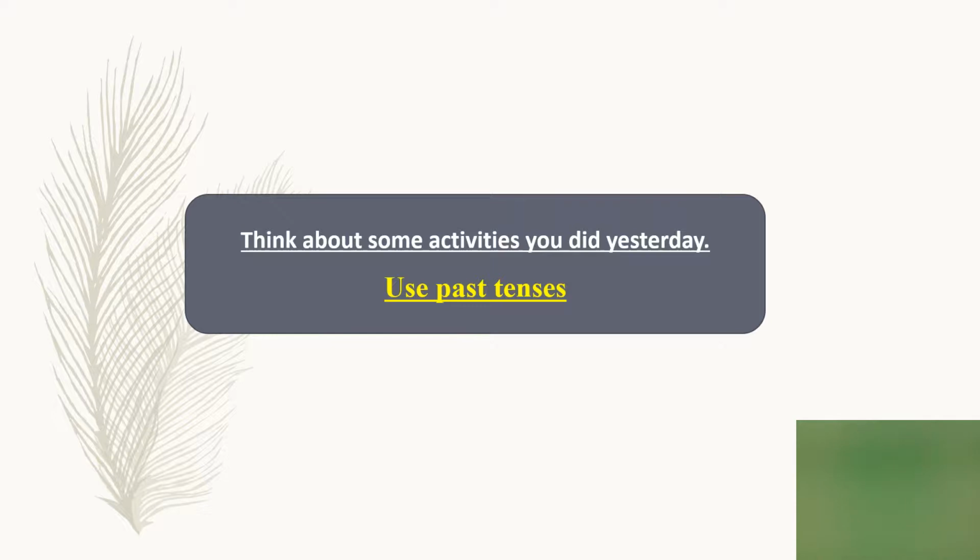Let's say, for example, yesterday I went to the cinema with my friends. Or you can say, yesterday I watched a movie with my family. So here we have used the past tense, which is went, which is the past tense of the verb go. And we have used also watched, which is the past tense of the verb to watch.